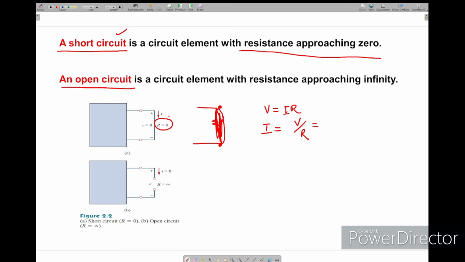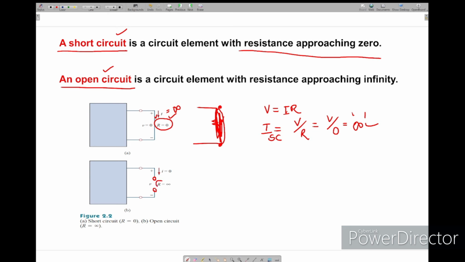So what we mentioned is R is 0. So V divided by 0, 1 by 0 equal to infinity. So in short circuit, the current is infinite. So that's what here it is, infinite current will go. And if you see open circuit, you open the terminals of the element where you want to see the open circuit.